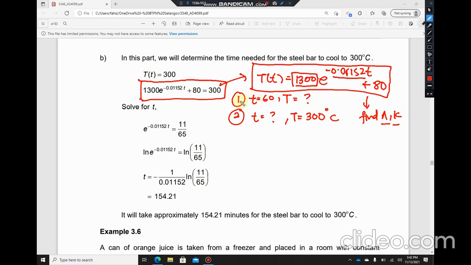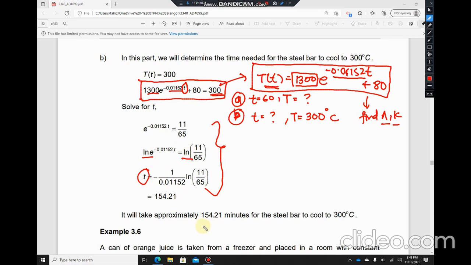Maknanya contohnya soalan A tadi, bila diberi time, awak boleh cari temperature. And then soalan B, bila diberi temperature, awak boleh cari time. So, kalau time tadi awak ganti tempat T, now kalau temperature awak ganti tempat T kat sini. So it means that you substitute the value of A, K and temperature to find the value of T. Okay, so samalah, solution dia awak akan solvekan using this step. Masukkan nilai semua, then letak ln kiri dengan kanan. So you can find the value of T.